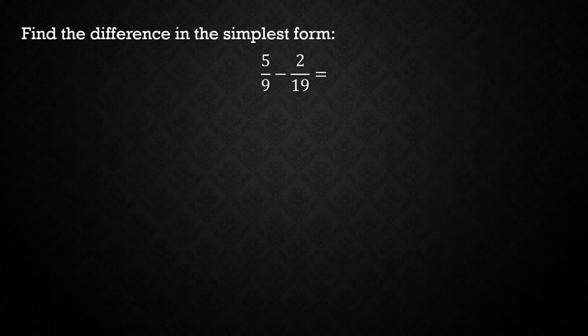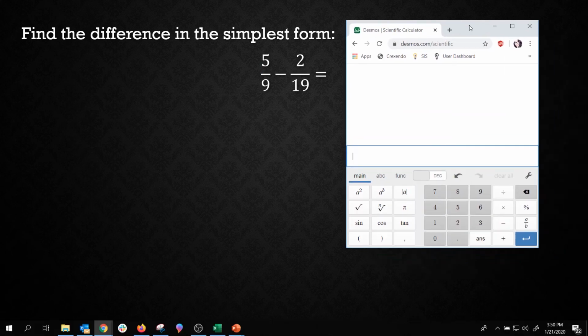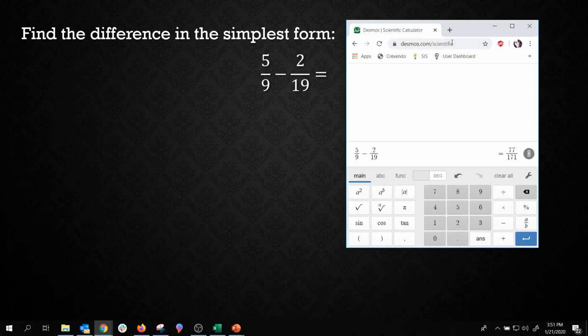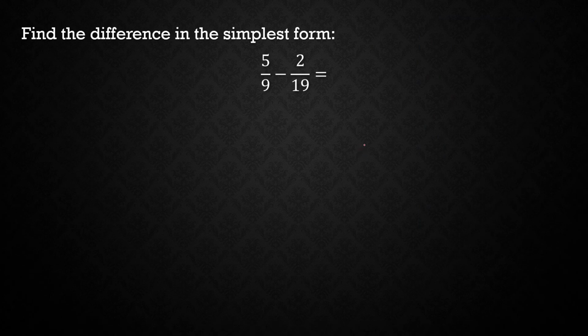Alright, next question asks us to find the difference in the simplest form. The easiest thing you could do for this one is plug it into a calculator. So I have 5 over 9. I'm going to subtract it from 2 over 19. And to write it as a fraction, I hit this button right here. 77 over 171. So again, just type that into the calculator and then hit that convert to fraction button.